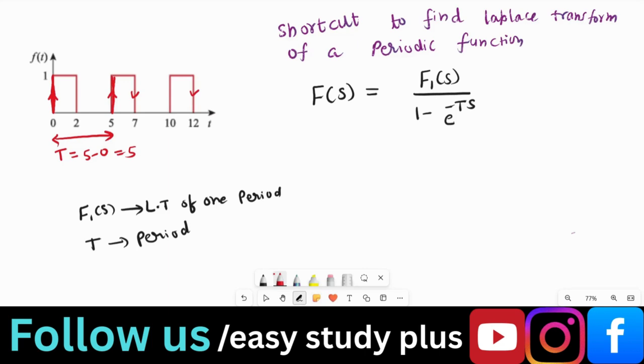Now we need f1(t). So write the waveform for the first period, f1(t). This is the first period, u(t) minus u(t minus 2). Okay, we have already seen this. Now you can find the Laplace transform f1(s). It becomes 1 over s minus e raised to power negative 2s over s. Okay, now put these values into the formula.